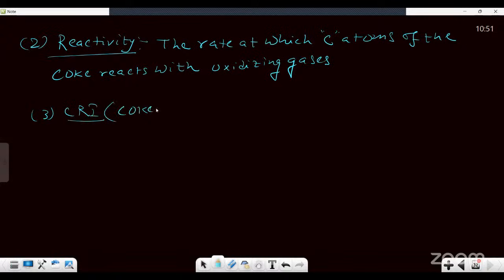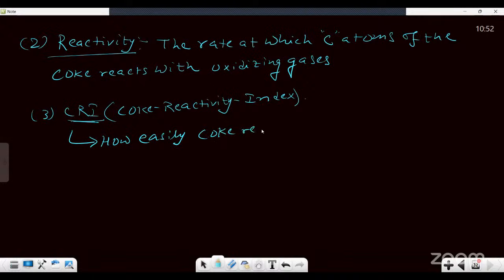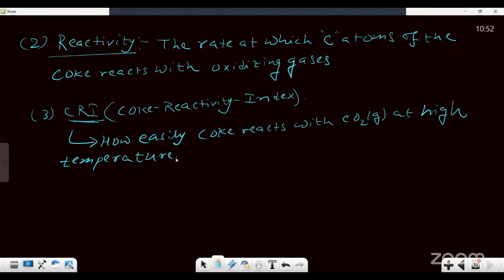CRI stands for coke reactivity index. Now, how easily does coke react with carbon dioxide gas at high temperature? This is basically determined by the CRI, the coke reactivity index. So the coke reactivity index tells us how easily coke reacts with carbon dioxide gas, with CO2 gas, at high temperature. So this is determined by the CRI.